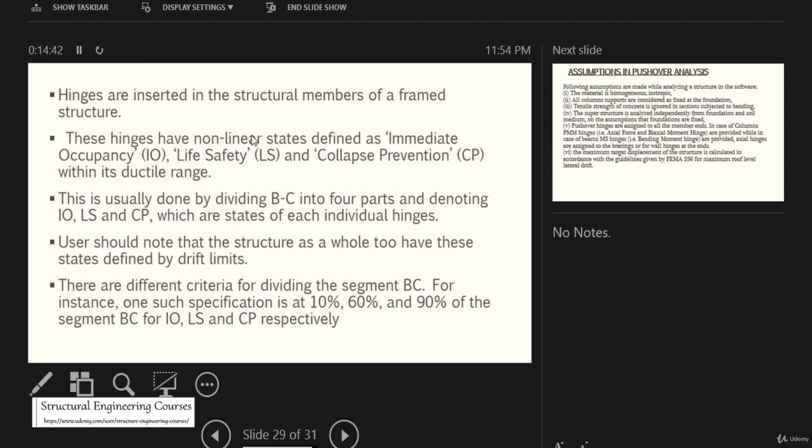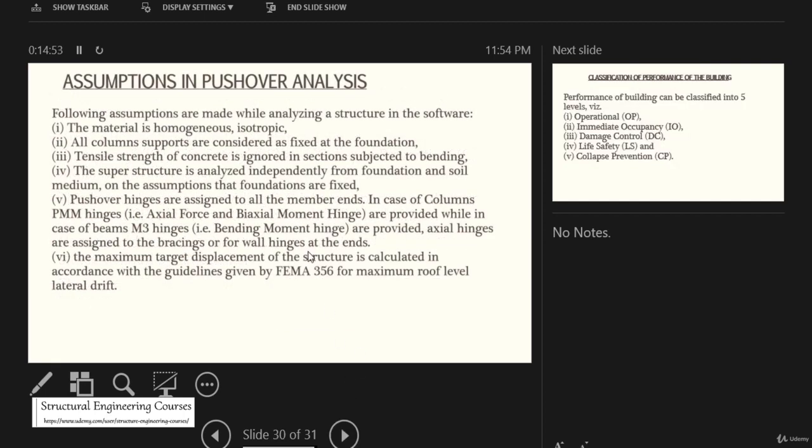So hinges are inserted in the structural members of a frame structure. Then the hinges have non-linear states defined as the IO range, LS range, or CP range. And there are various assumptions also, that is, the material needs to be homogeneous and isotropic, all columns are considered fixed at the foundation, the tensile strength of concrete is ignored, and hinges are assigned to all the member ends.